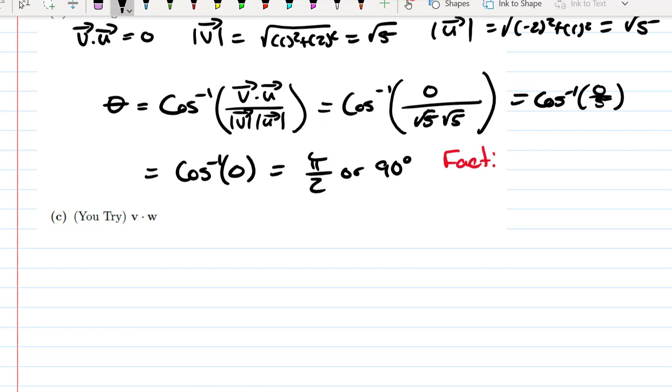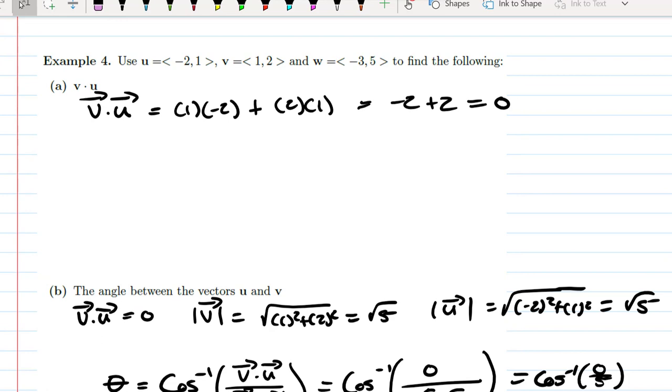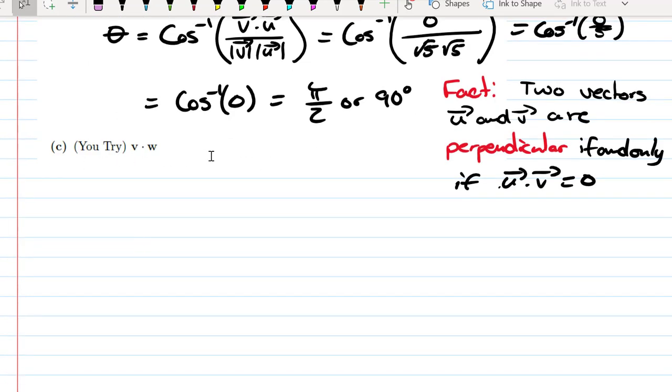Two vectors u and v are perpendicular if and only if u dot v is equal to 0. So once we found out in part A that v dot u was 0, we would have known immediately that the vectors were perpendicular. But in part B, we actually calculated the angle, which was 90 degrees, which tells us that they are perpendicular. So that is a special property of the dot product, that if you dot two vectors together and get 0, we know that they are perpendicular.